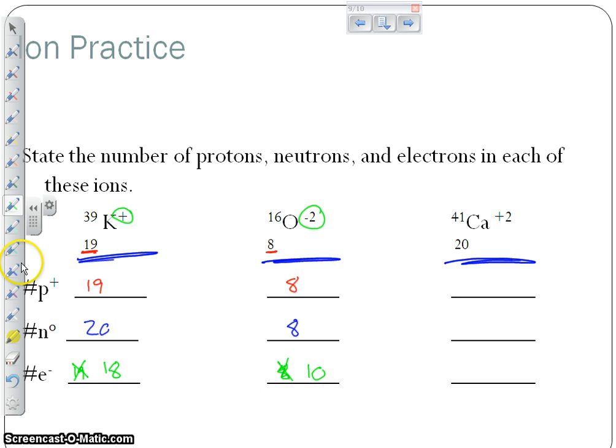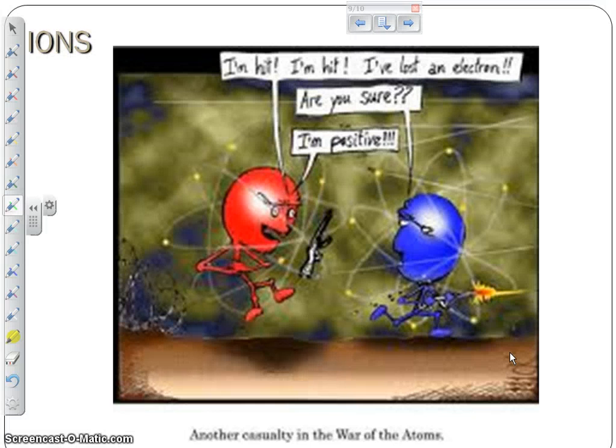Hopefully you guys are following along with this stuff. Again, our final one, the calcium. We know the protons are 20. The neutrons should be 41 minus 20, giving us 21. And our final set here is the electrons involved. It should have been 20, but having that plus 2 charge means that we lost 2 electrons, so it's not 20, it's going to be 18. Hopefully that makes sense. You should be able to fill all those in.